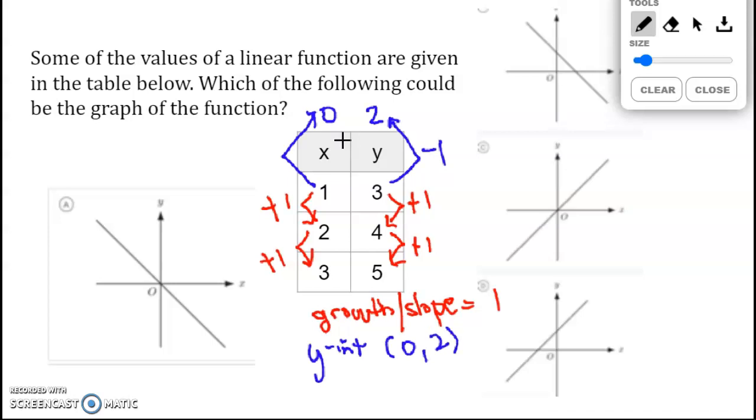Okay, so let's look for a graph that has a positive slope. Remember, positive means it's increasing from left to right. So it's possibly C or D. Which is correct? Well, we also need to match up the y-intercept. We want (0, 2). (0, 2) will be this point, and this will be (0, 0). So this is not the right one, but this is the one. So this is the right graph.